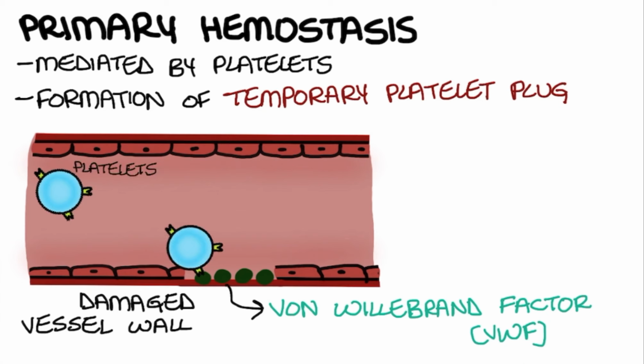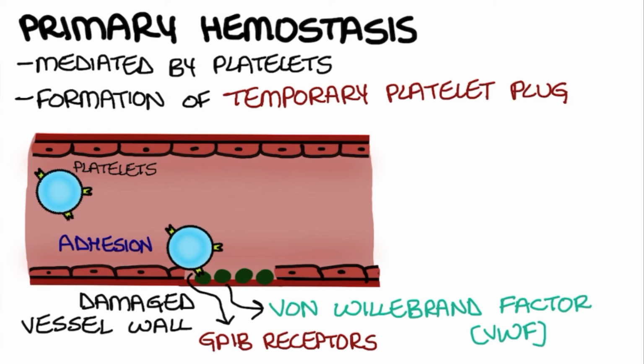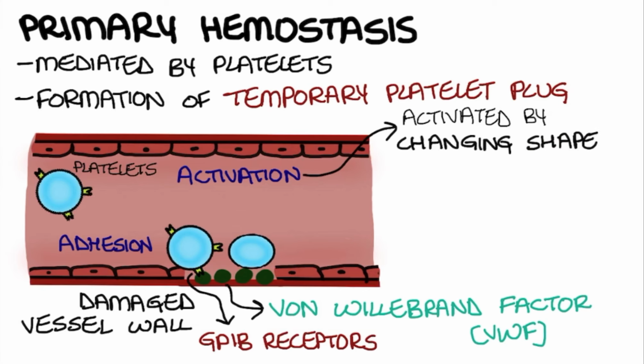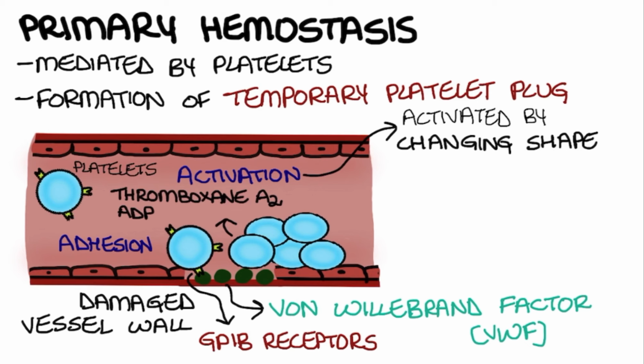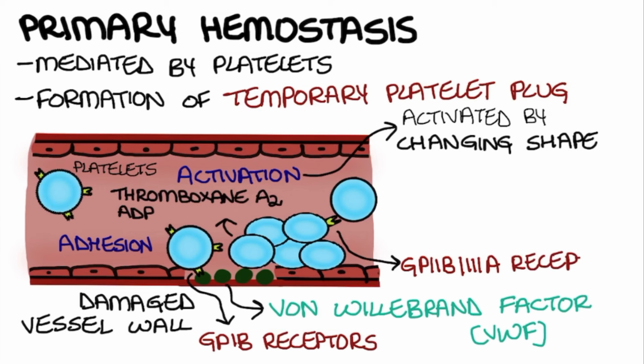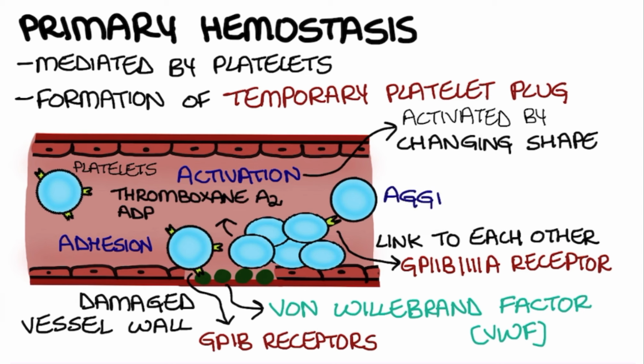Platelets bind to the von Willebrand factor with the help of GP1B receptors. This is called platelet adhesion. Next step is platelet activation, where platelets are activated by changing their shape. These activated platelets release chemicals like thromboxane A2 and ADP from their granules. More and more platelets are recruited to the site of injury. With the help of GP2B3A receptor, platelets link to each other. This is called platelet aggregation. A temporary platelet plug is formed.